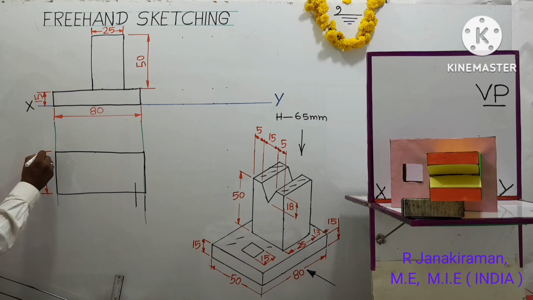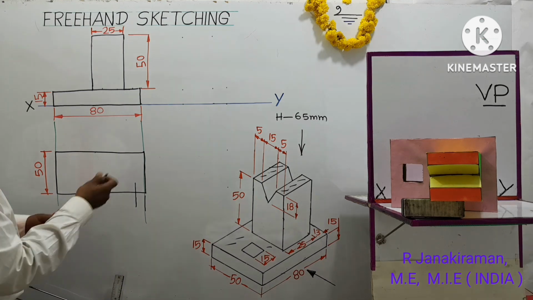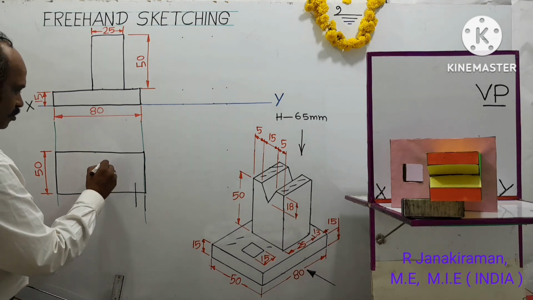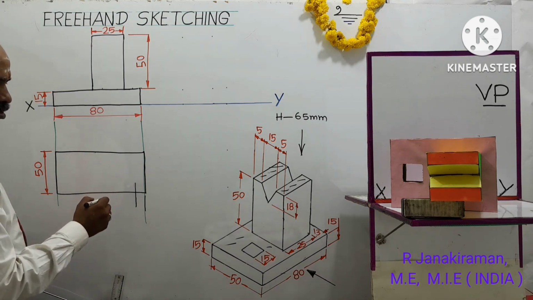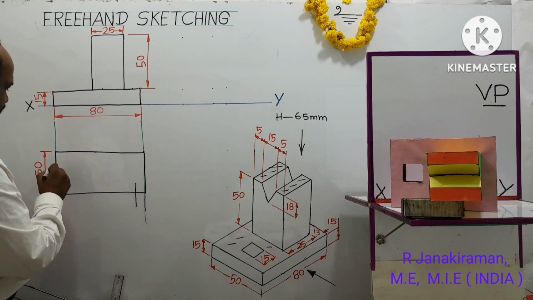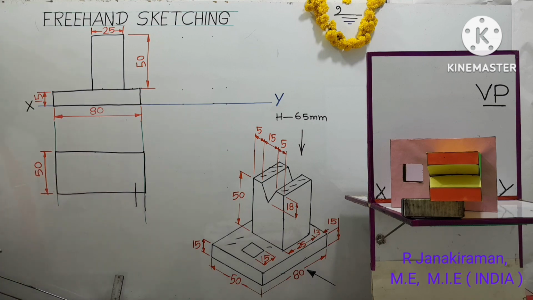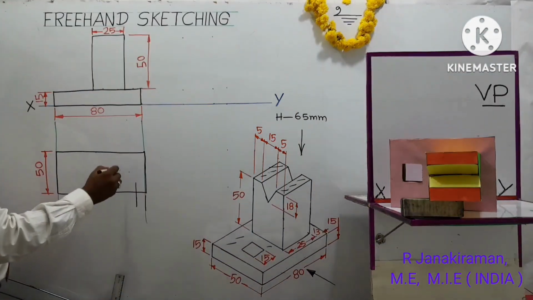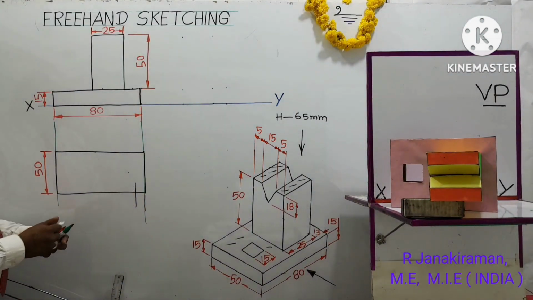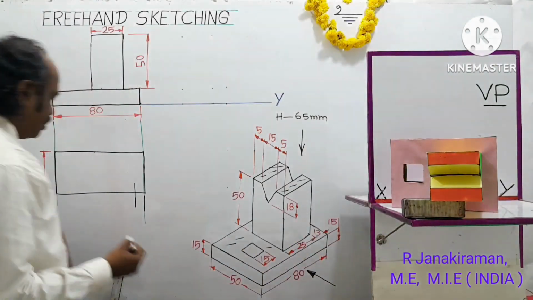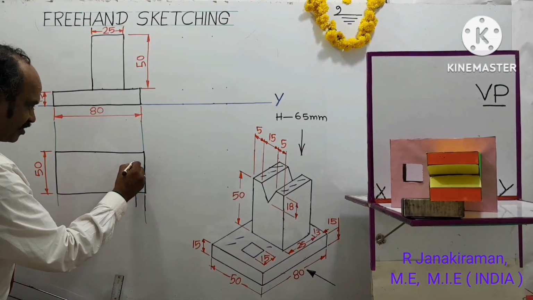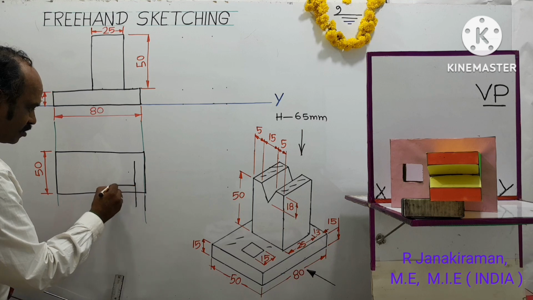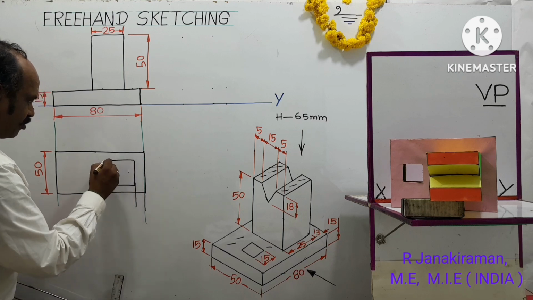Okay. So here you have to locate one square. This 25 mm square is to be constructed here. This gap is 13 mm. Look, draw one square of size 25 mm like this. Approximately you will mention this.